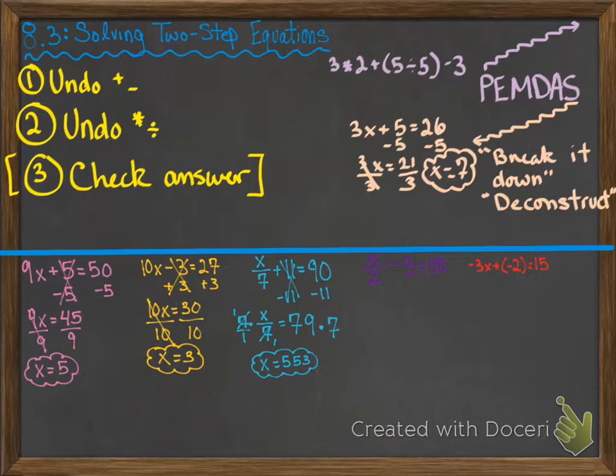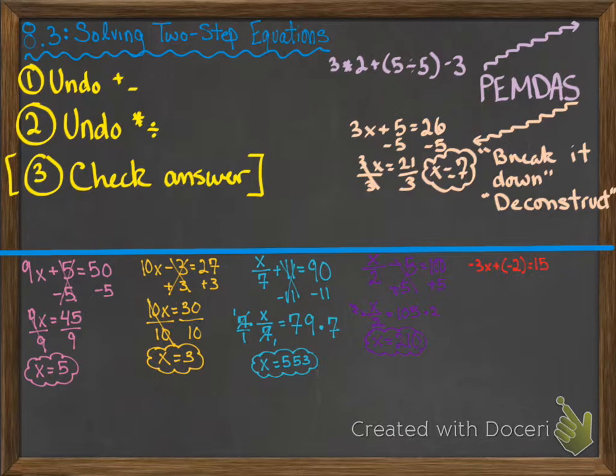All right, for the purple one, x over 2 minus 5 equals 100. We're going to add 5 to both sides. x over 2 equals 105 because the 5's cancel out on the left, and 100 plus 5 is 105. So x over 2 means x divided by 2. So how do you undo division by 2? We're going to multiply both sides by 2. Those 2's cancel. x equals 210 because 105 times 2 is 210.